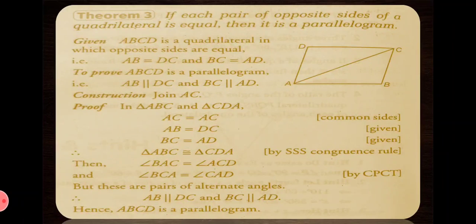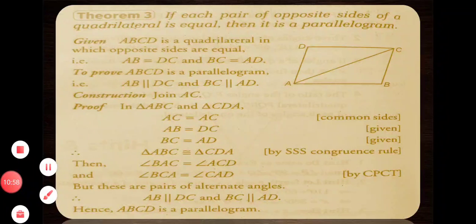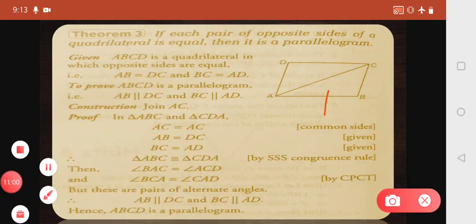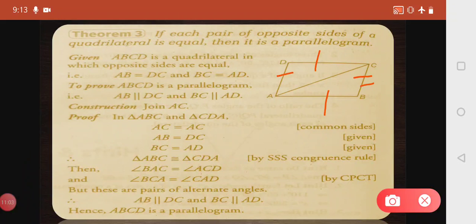Next, theorem number 3. If each pair of opposite sides of a quadrilateral is equal, then it is a parallelogram. Means if it is given that in a quadrilateral both pairs of opposite sides are equal, then it is compulsory that the given quadrilateral is a parallelogram. Given ABCD is a quadrilateral in which opposite sides are equal, that is AB is equal to DC and BC is equal to AD. This is given. We have to prove that ABCD is a parallelogram.